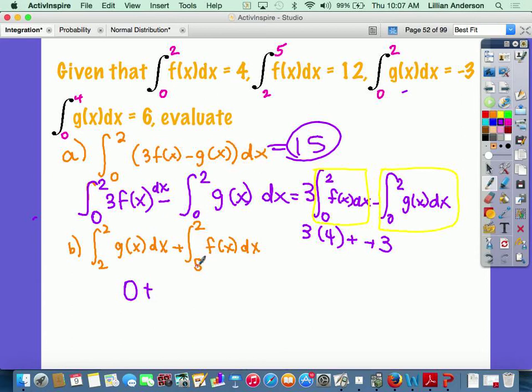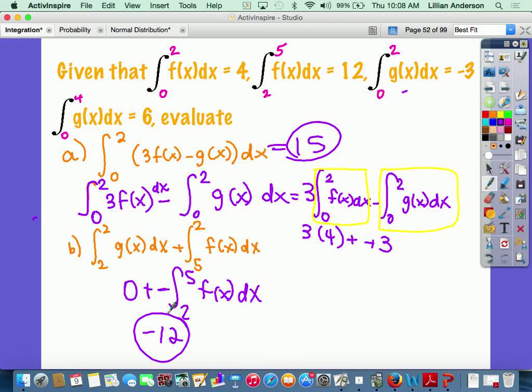Plus, this says 5 to 2 of f of x. So would that be 2 to 5, and then you can flip it? I surely can flip it and say it's from 2 to 5 of f of x, but what happens when I flip it? It becomes negative. So from 2 to 5 of f of x dx, that's going to be a negative 12. And there's your area. So whatever these functions are, whatever f is, whatever g is, the area from these particular intervals are these values. Okay?